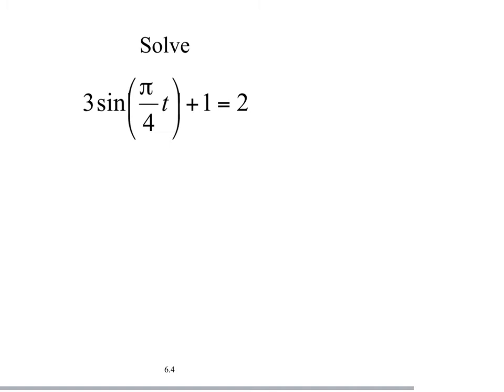So let's see. I'm going to isolate this. They don't tell me any range. It's one thing I noticed. So I don't know if I'm solving all solutions or on 0 to 2 pi or whatever. So I think I'll just do all solutions. That way I've got it all covered. So I'm going to isolate this. I'm going to subtract 1, divide by 3. So sine of pi over 4 t equals, let's see, 1/3.